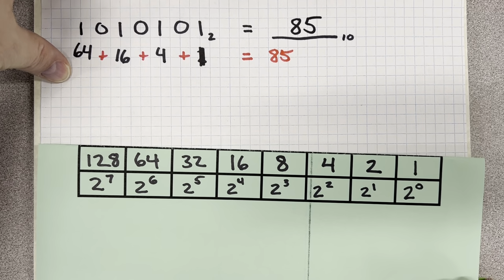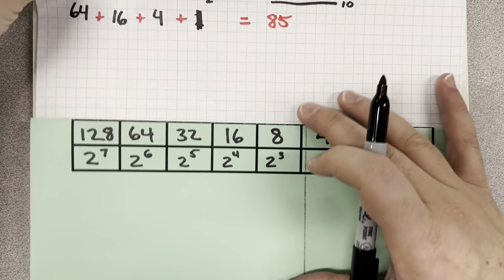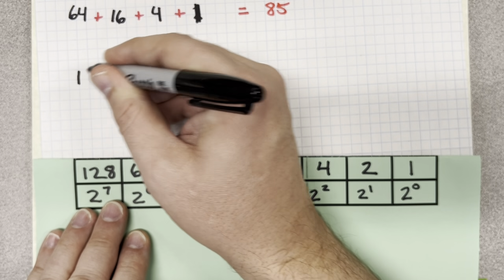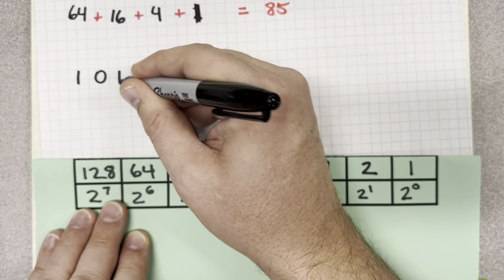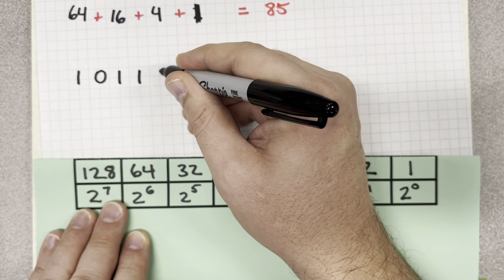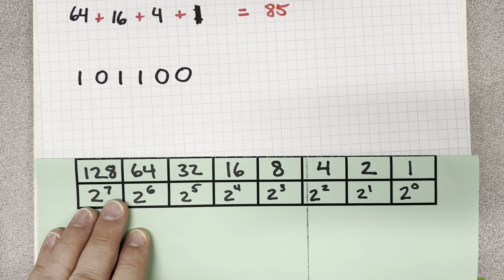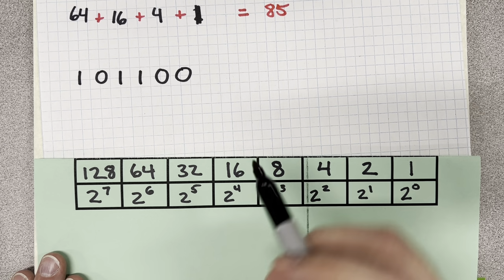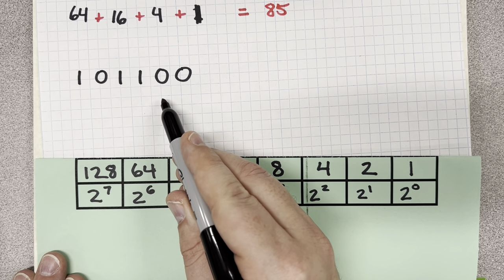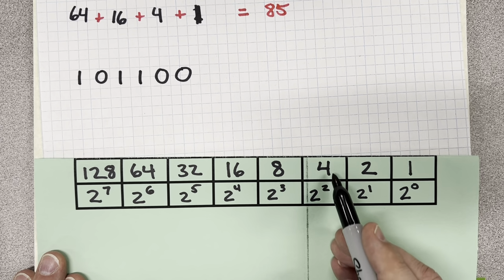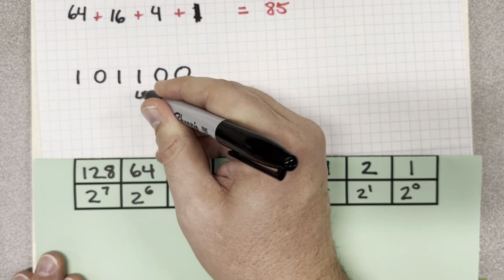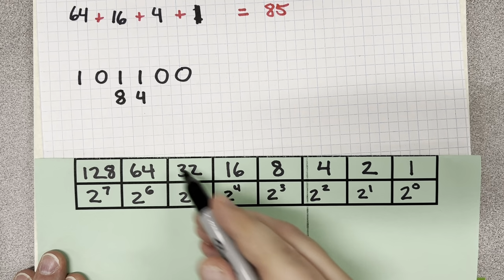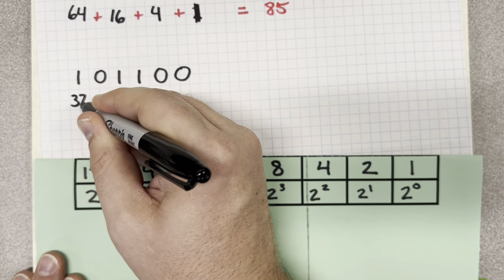Let's do a few more here. Let's try 1011100. Now, we don't have anything for the 1's position, so that's nothing, nothing. And then this one here is going to represent the 4s. So we've got 1, 4, 1, 8, no 16s, and a 32.